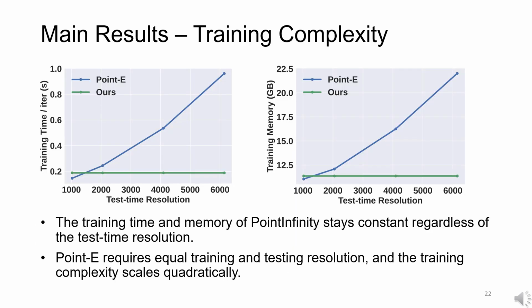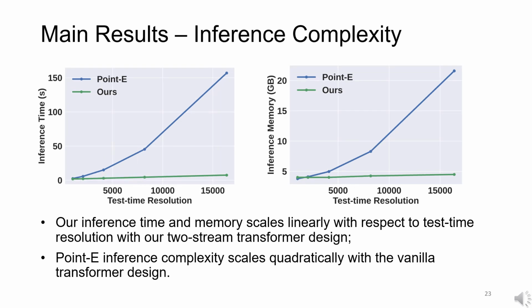We further compare PointInfinity with Point-E in terms of computational complexity. Thanks to the resolution-invariant property of PointInfinity, the training complexity stays constant regardless of the test time resolution. On the other hand, Point-E requires equal training and testing resolution and scales quadratically. At inference time, the complexity of PointInfinity is linear, while Point-E stays quadratic. This verifies the computational advantage of our model design.